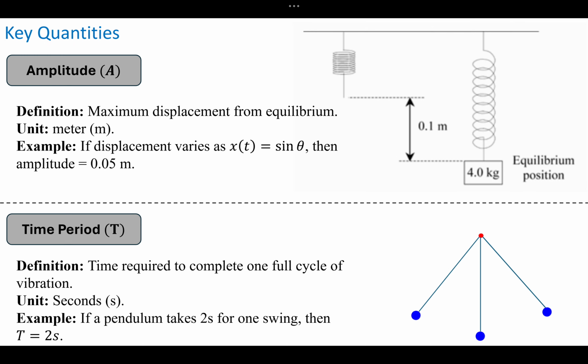The third quantity is the amplitude. So we have a vibratory signal. Let's say, for example, we have a sinusoidal vibratory signal.